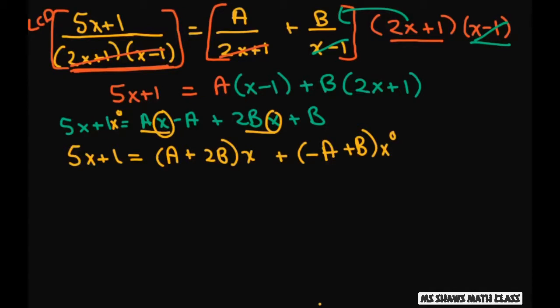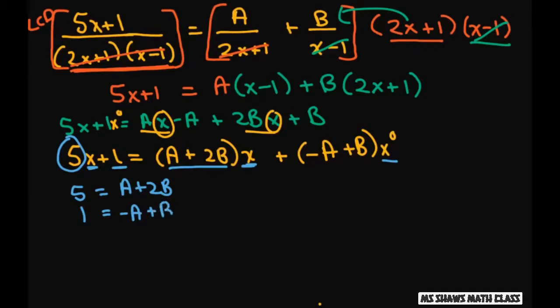Now you can equate coefficients. We know that these x's go together, so this 5, your coefficient, equals a plus 2b. And then we have 1 for our constant term equals negative a plus b. When you add these together, you get 6 equals 3b. So b equals 2. And if b is 2, then a is 1, because you could plug it back in here. So that means a equals 1.